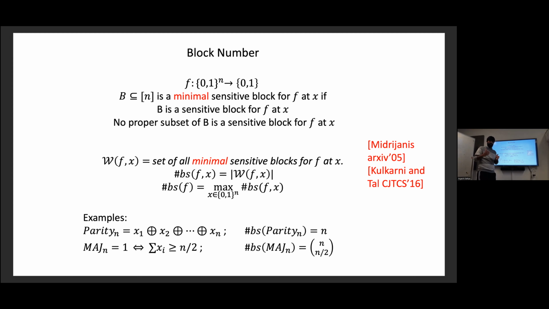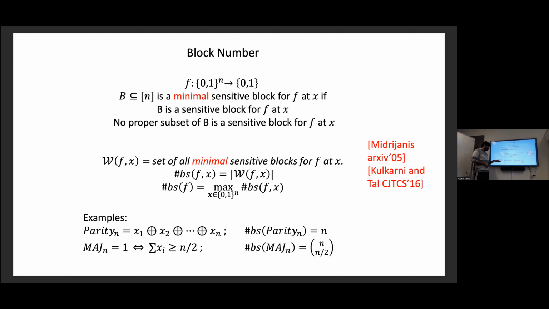That's a minimal block as well, because if you flip less than n by 2 bits, you're still going to be a 0 input. So at all zero input, you have n choose n by 2 many minimal sensitive blocks. But block sensitivity at zero input is only 2, because a block has to be of size n by 2, and you can only fit 2 disjoint sensitive blocks at all zero input. Now you're allowed to not be disjoint, but you have to be minimal, and this minimality will play a crucial role in showing up the size of blocks.